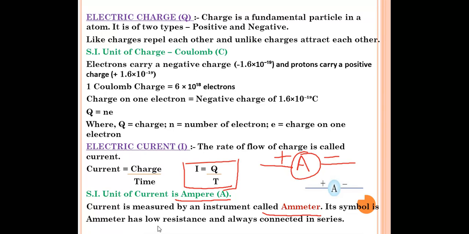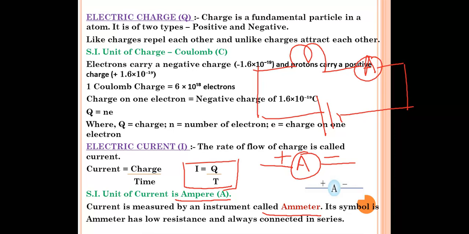Now, one property of the ammeter: it has low resistance and is always connected in series. Suppose we draw an electric circuit, and this is the bulb, and suppose we have the ammeter over there. This is our battery. The ammeter will always be connected in series, in the line, not in parallel.